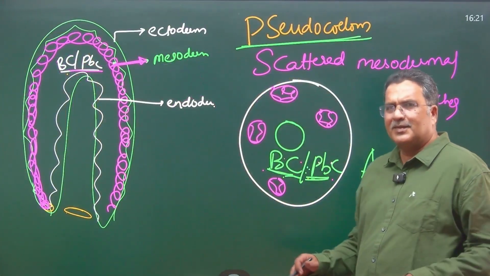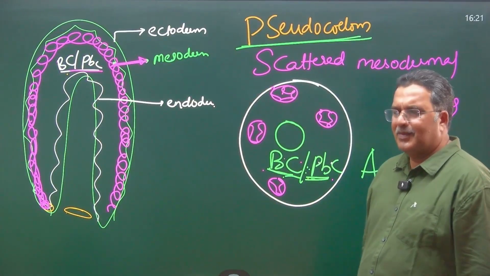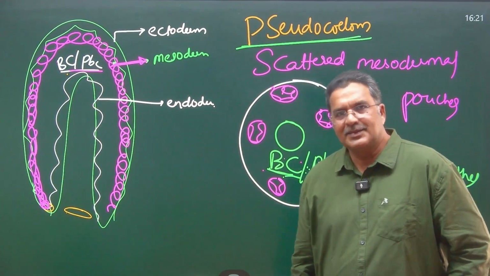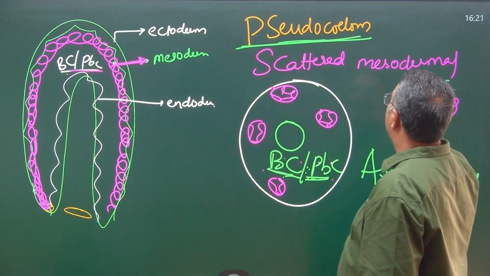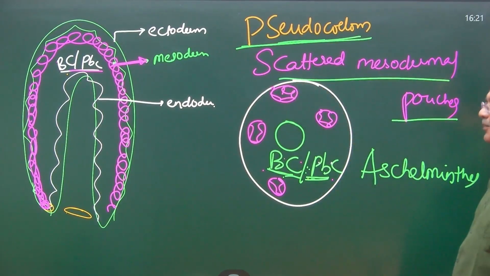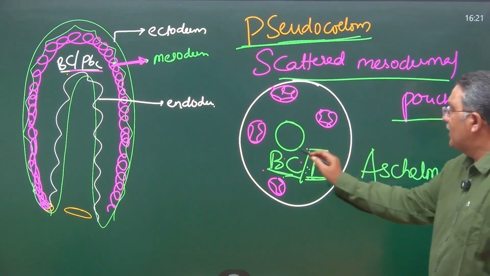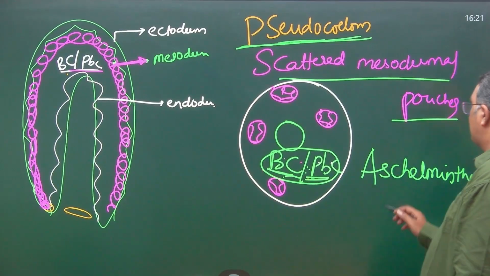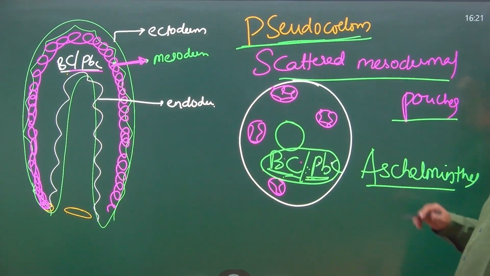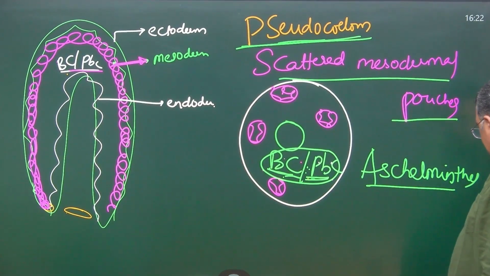How does pseudocoelom appear? Just I explain, though we don't have that kind of information in the text. Single line: pseudocoelom, scattered mesodermal pouches, embryonic cavity remains in the adult also. Example, Aschelminthes. You can't say it's a true body cavity.